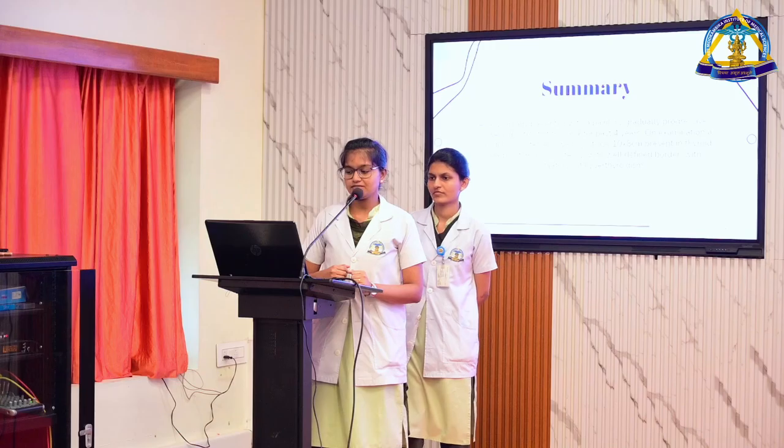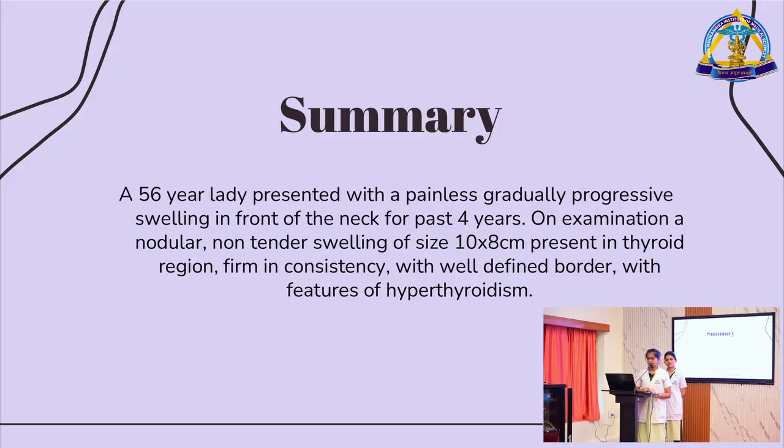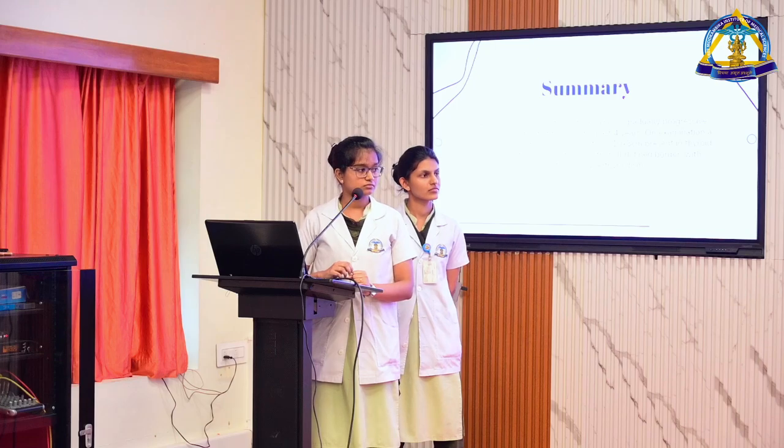An 83-year-old lady presented with a painless, gradually progressive swelling in front of the neck for the past 4 years. On examination, a nodular, non-tender swelling of size 10 by 8 cm is present in the thyroid region, firm in consistency with a well-defined border and with features of hypothyroidism. Okay, this is the general and clinical examination.